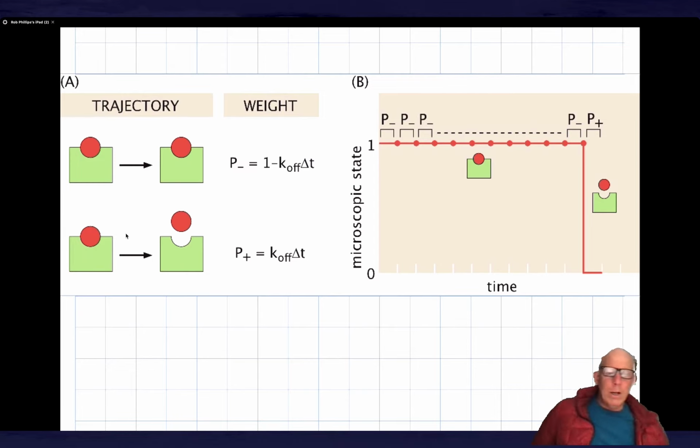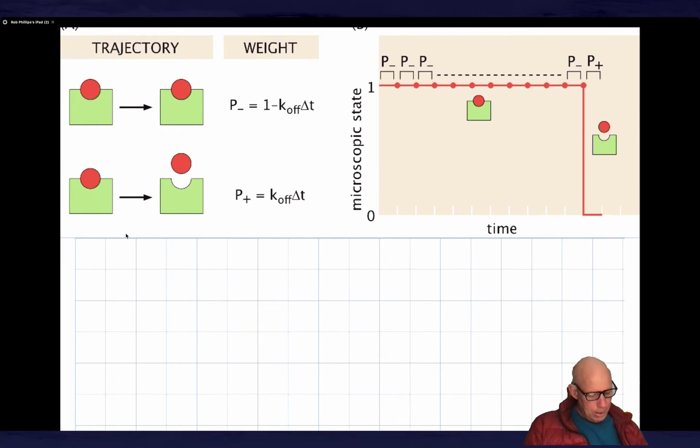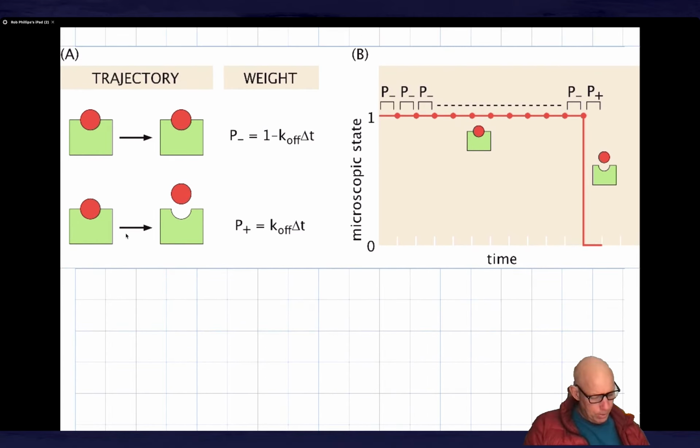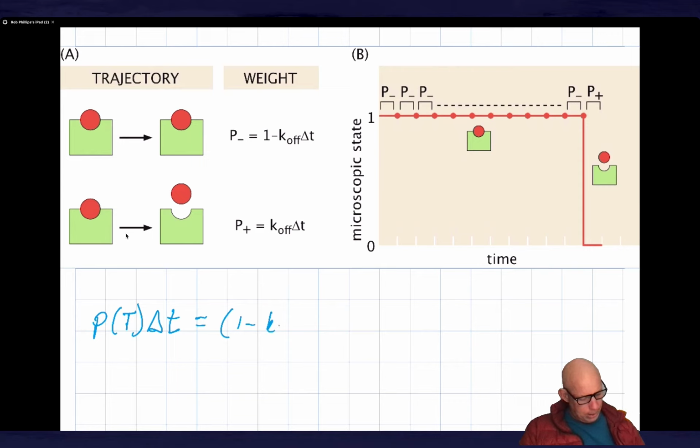So now, in order to compute the probability of surviving n time steps, we want to string together a series of quote-unquote successes where nothing happens, and it's going to do that n times. So the probability of transitioning at a time between t and t plus delta t is going to be given by 1 minus k off delta t. This is time instant 1.